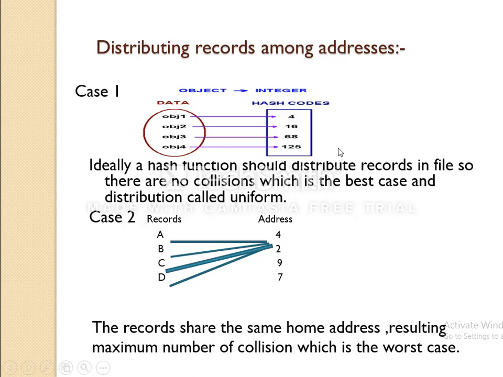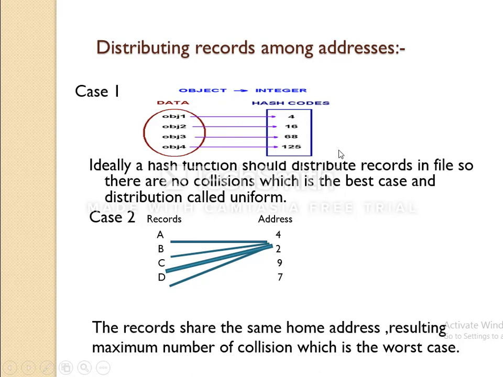Distributing records among addresses. There are three cases: best, worst, and acceptable. In the best case, the mapping is one to one. That is, ideally a hash function should distribute the records in the file so there are no collisions, which is the best case, and the distribution is called uniform. As shown in the example, object 1 is mapped to the 4th address, object 2 to the 16th address, object 3 to the 68th address, object 4 to the 125th address. That is 1 to 1 mapping.